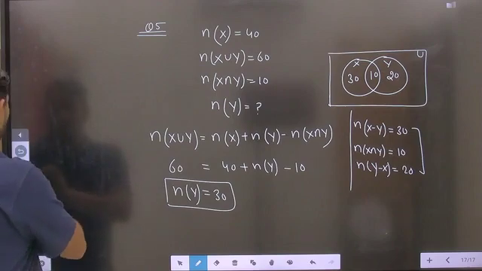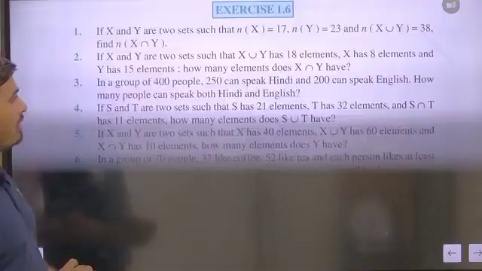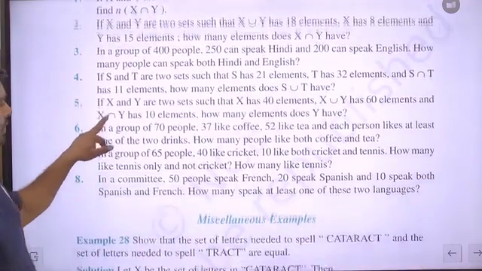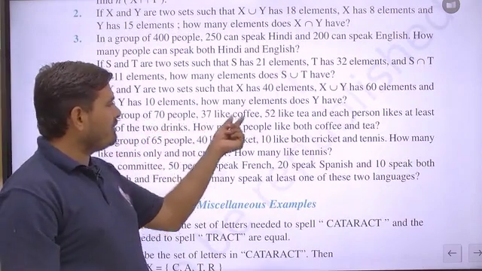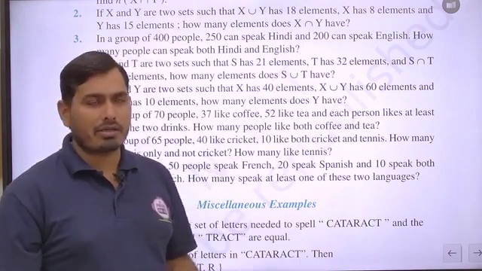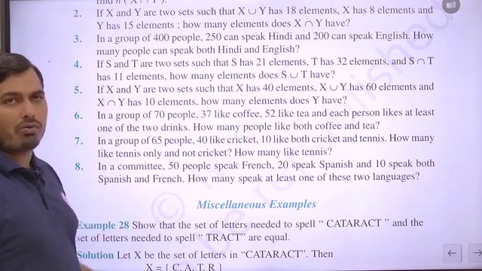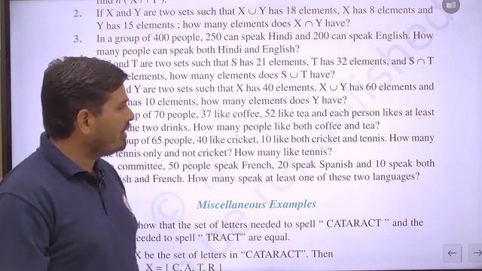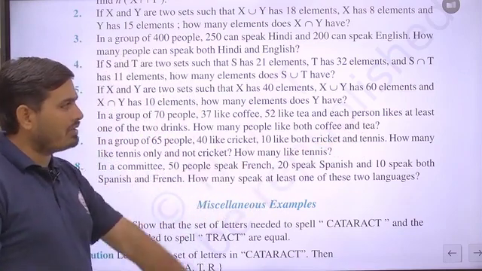In this question number 6, you can just see the language. In a group of 70 people, 37 like coffee, 52 like tea. This means there are two types of products, tea and coffee, that are liked by the people. The total number of persons is 70, where 37 like coffee and 52 like tea, and each person likes at least one of the two drinks. This line is very important.